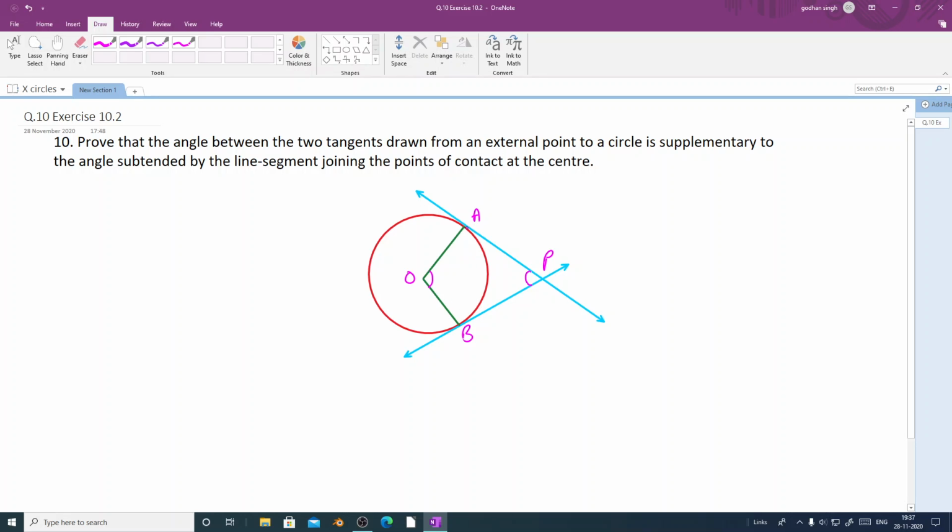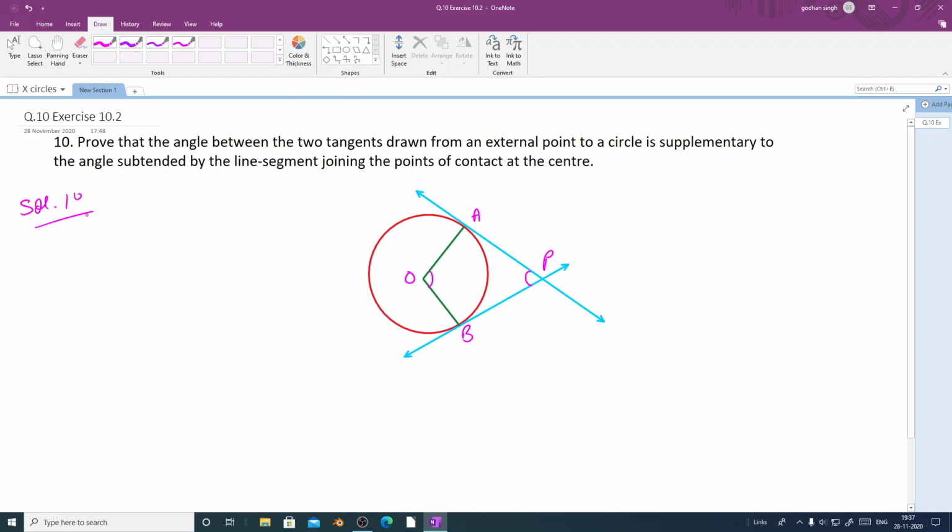Also, when we see APBO, it forms a quadrilateral, and we know that the sum of all the 4 angles of a quadrilateral is 360 degrees. Out of that, 2 angles sum to 180 degrees. Therefore, obviously angle P plus angle O will also be 180 degrees, and therefore they will be supplementary. So let's start doing this one.